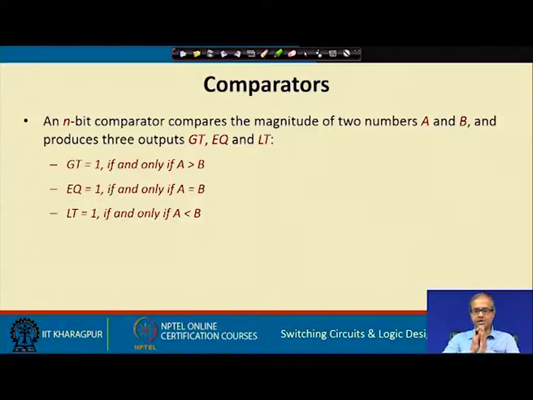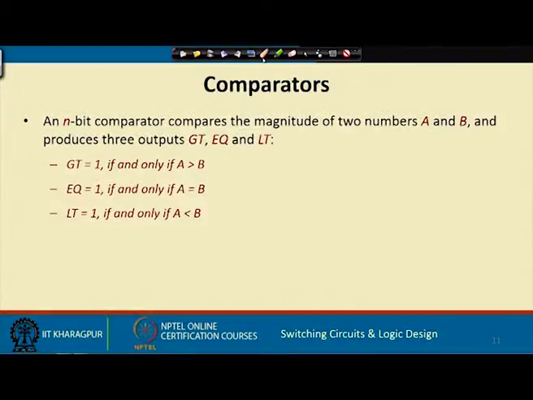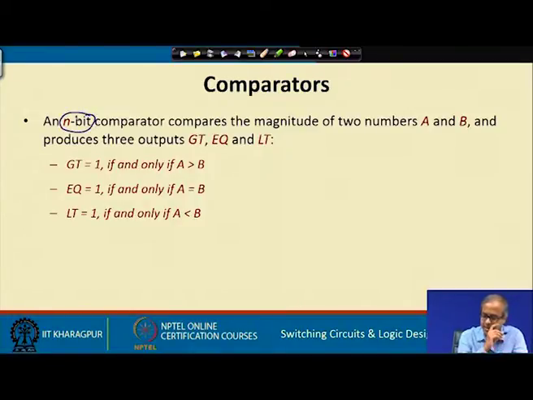Now, let us talk about a circuit element called a comparator, which is also very important. Sometimes we need to compare the values or the magnitudes of two numbers, whether they are equal, whether one is greater than the other, or whether one is less than the other. This is called a magnitude comparator or a simple digital comparator. When you talk about an n bit comparator, it basically compares the magnitude of two n bit numbers A and B, and there will be three outputs, Gt, Eq and Lt, greater than, equal to, less than, where Gt will be set to 1 if and only if A is greater than B in magnitude. Eq will be 1 if they are equal, Lt will be 1 if A is less than B. This is how the comparator works.